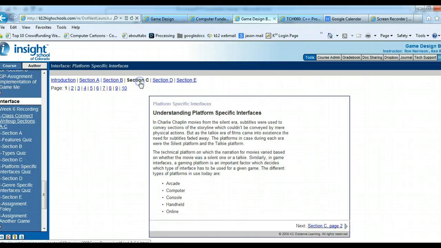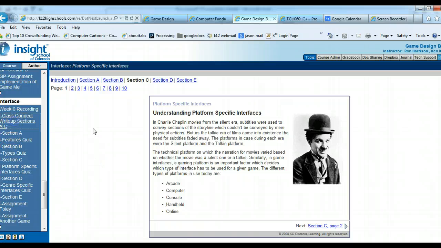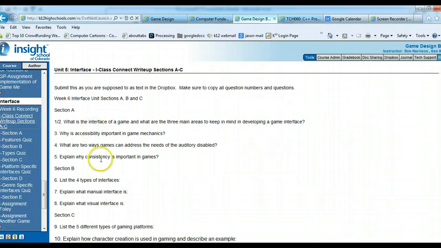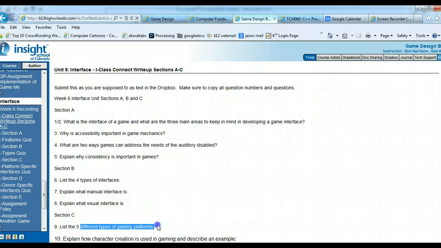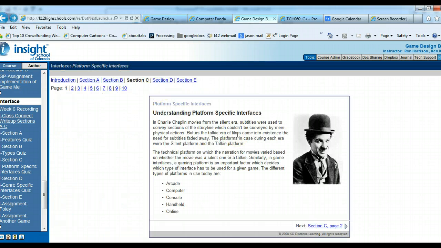So now we're moving into section C. Let's go back to the Class Connect write-up. And section B, we did answer all of these. And now section C: five different types of gaming platforms and character creation. So now we're in section C, so we're talking about platforms.